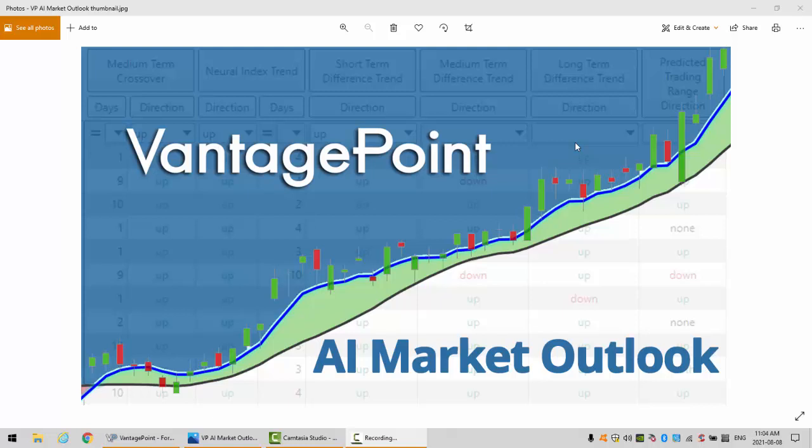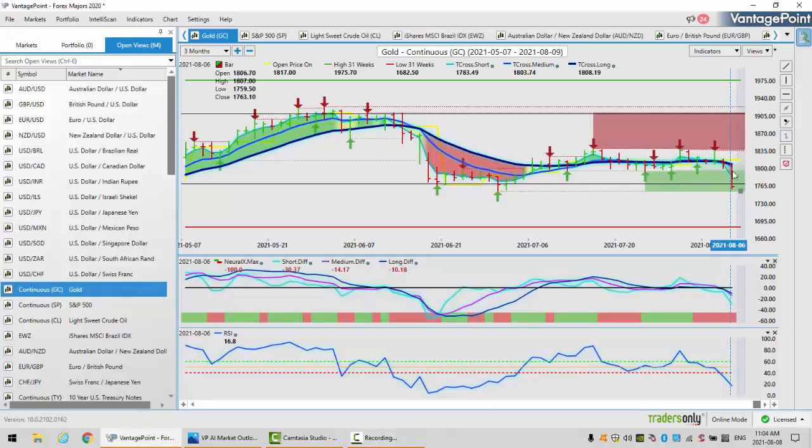My name is Greg Furman, and this is the VantagePoint AI Market Outlook for the week of August the 9th, 2021. Now, to get started this week, we're going to begin where we always do with that very important US dollar index. Now, we're coming off a very, very strong unemployment number.